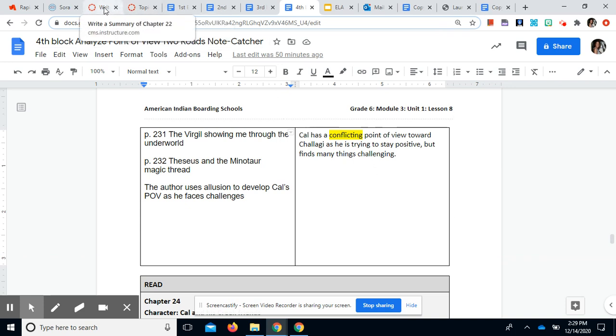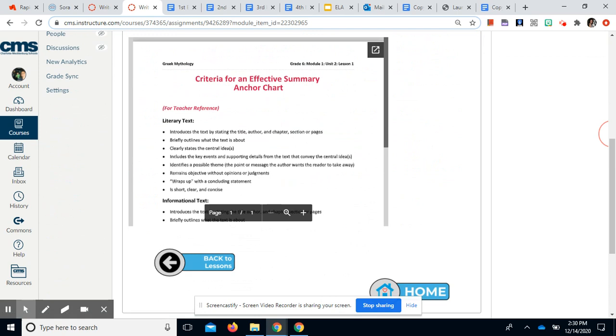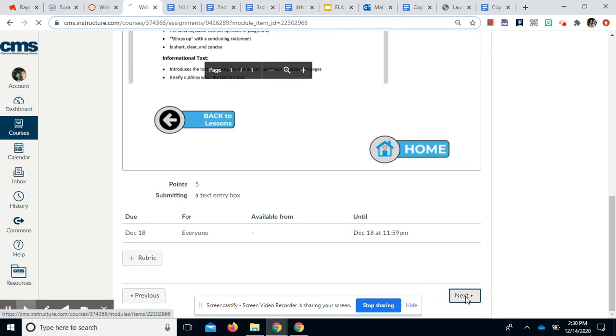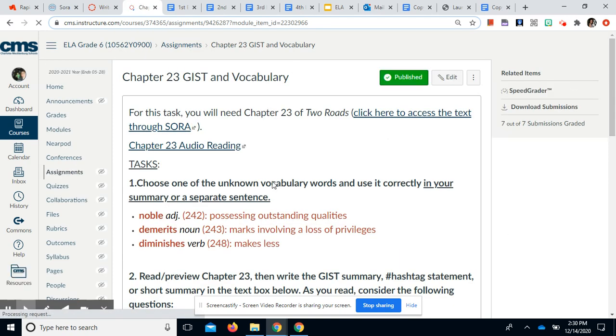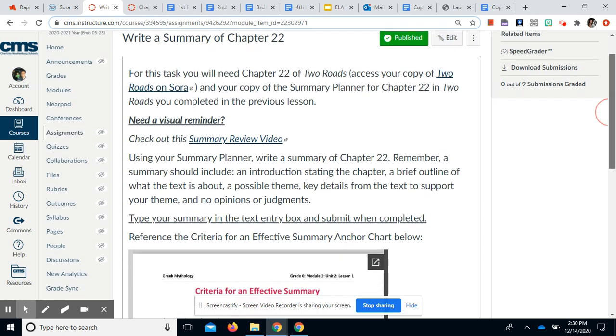We then went on to read chapter 23. And you have a GIST vocab assignment for chapter 23. Let's take a look at that real quick. And then we'll come back to the summary. So the vocab words for chapter 23 that you have to choose from are noble, demerits, and diminishes. So read chapter 23 and then do a GIST and provide a sentence with one of these vocabulary words. And then after that, let's take a look at the summary of chapter 22.